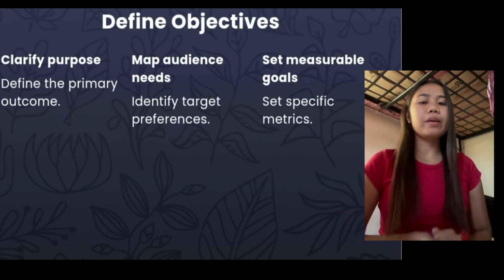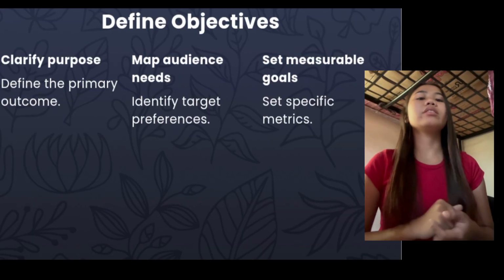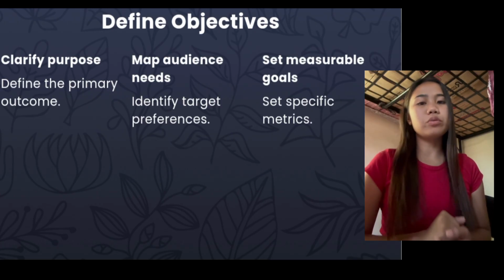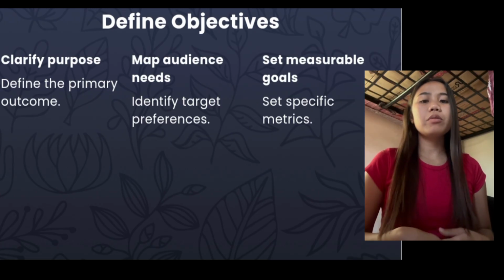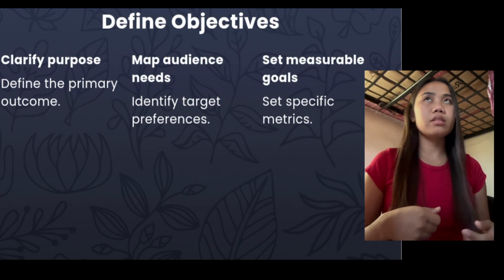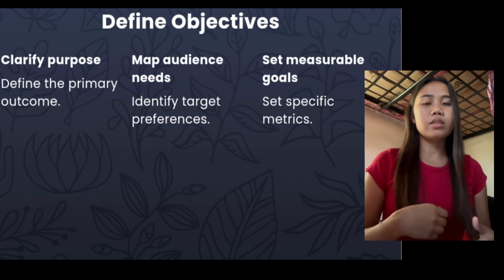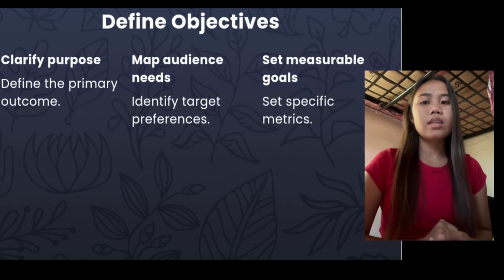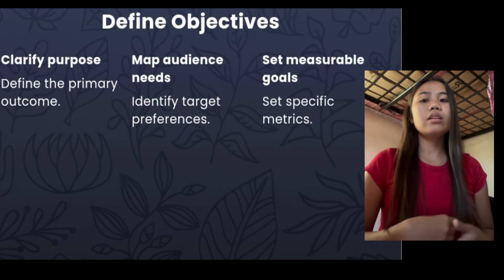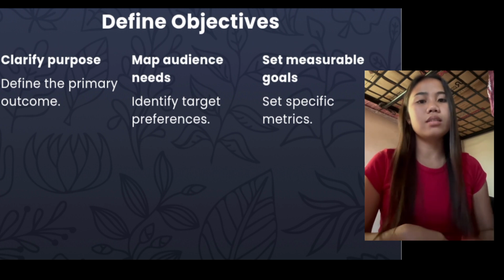Next is clarify purpose. This means knowing the main reasons of what you are doing. Second, map audience needs. This means understanding the people who will see or listen to your work. And lastly, set measurable goals. This means setting clear goals that you can measure or check to see if you succeed.